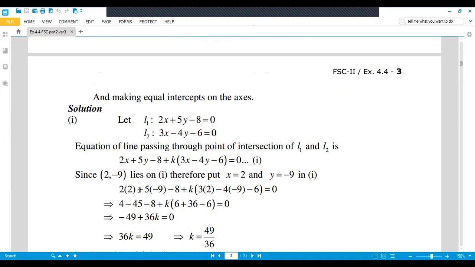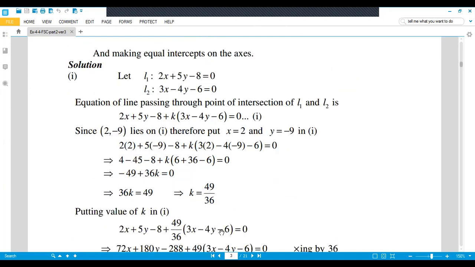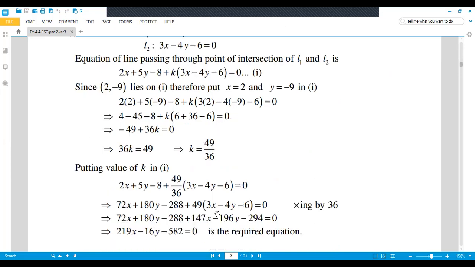Now since (2, -9) lies on this line, therefore put x equal to 2 and y equal to minus 9 in equation number 1. So in place of x we replace 2 and in place of y we replace minus 9. When we replace the values of x and y, we get the value of k as 49 over 36. Now putting the value of k in equation number 1, we get this equation, which is the required equation of the line.